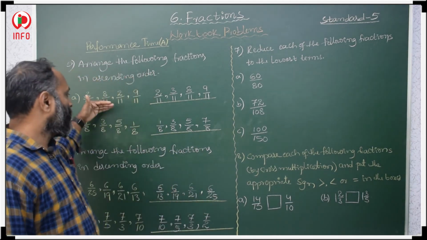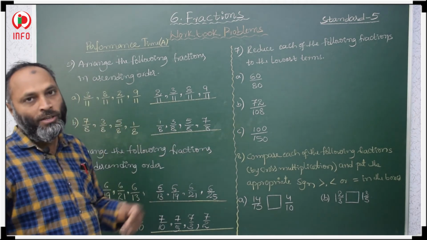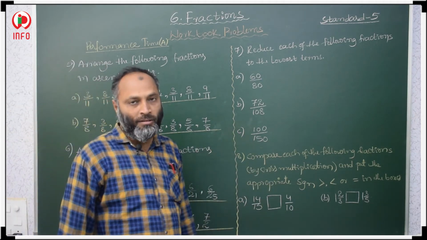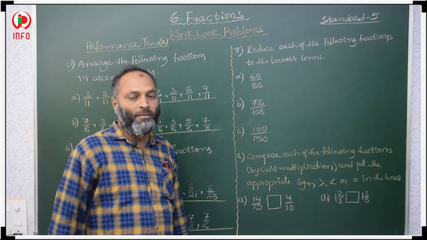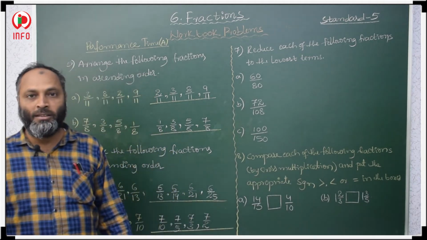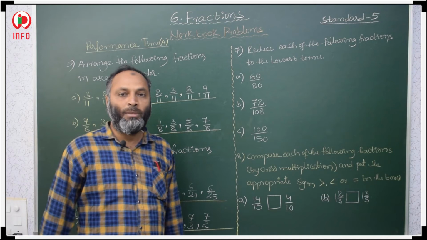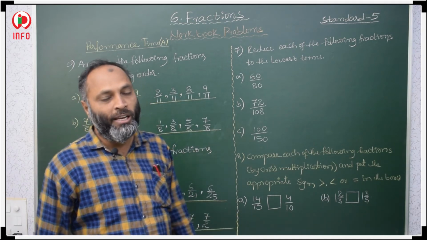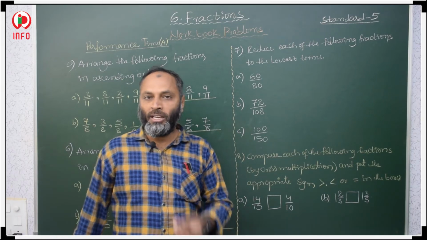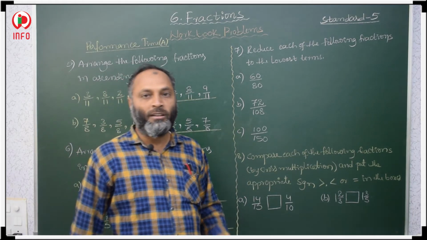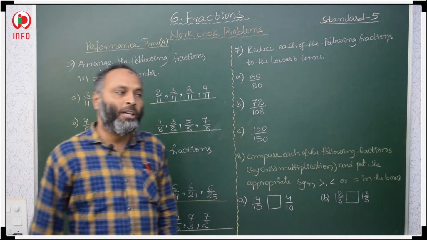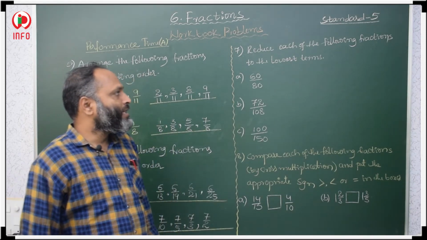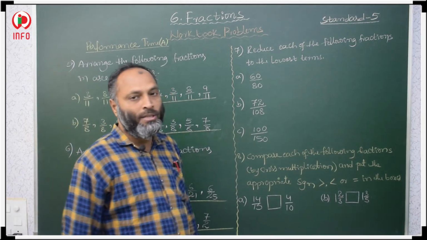When like fractions are given, then it is very easy to arrange in ascending order as well as descending order. When the numerator is also equal, then here also it is very easy to decide which one is smaller and which one is bigger. The one having the least denominator is the bigger value. In that way we have to decide which one is smaller and which one is greater, and arrange. Okay. Now, reduce each of the following fractions to the lowest terms.